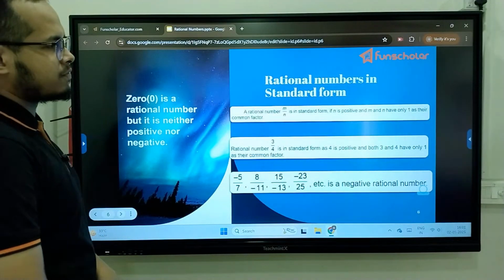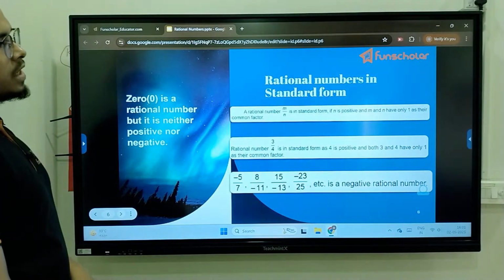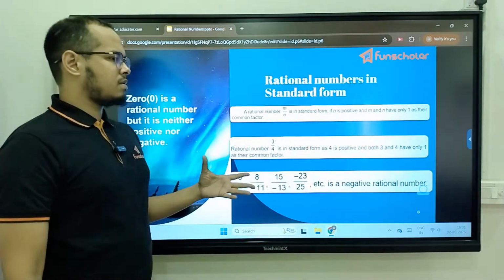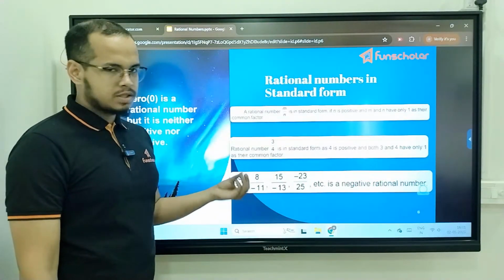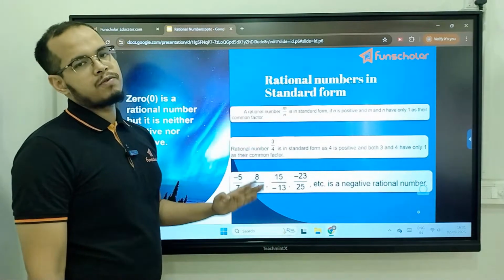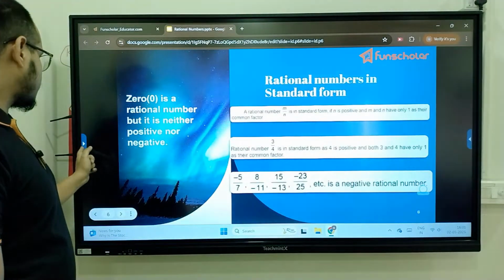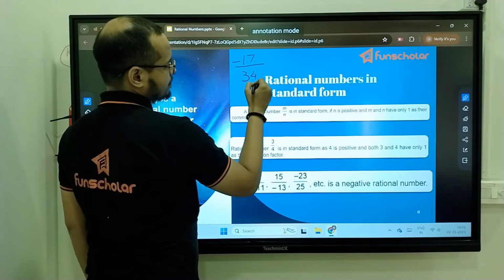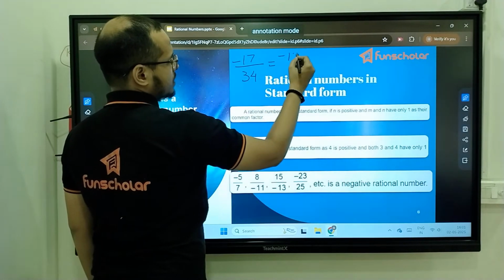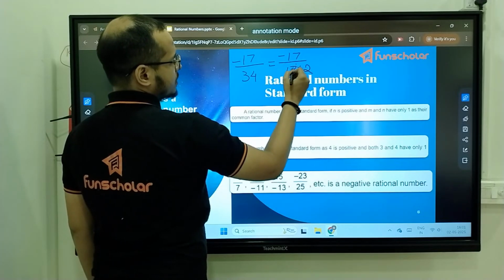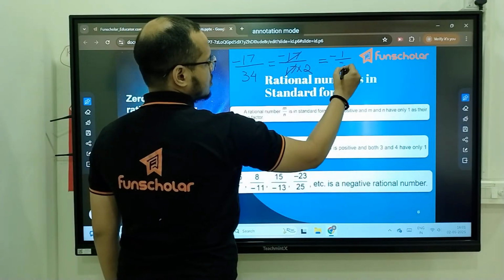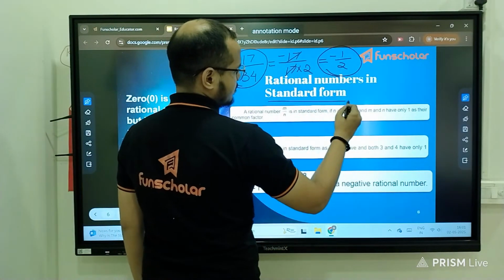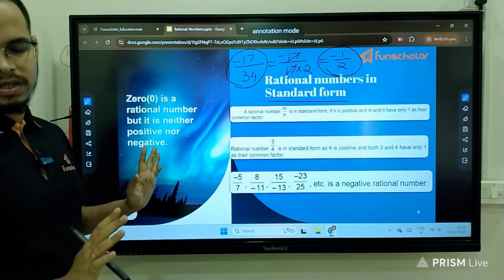Now, rational numbers in standardized form. A rational number m by n is in standardized form if n is positive and m and n only have 1 as their common factor. Simple. In fractions, we have done simplest form. That is exactly the standard form in case of a rational number. Let's see with examples. If I write minus 17 by 34, this number is equal to minus 17 by 17 into 2. 17 and 17 cancel out, so this is minus 1 by 2. Now this is the standardized rational number, the standard form. Simplest form is nothing but the standard form. That's it, nothing else to remember.